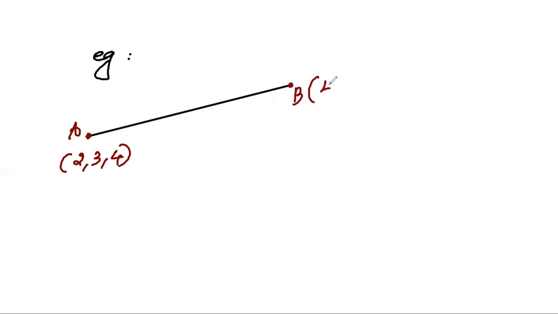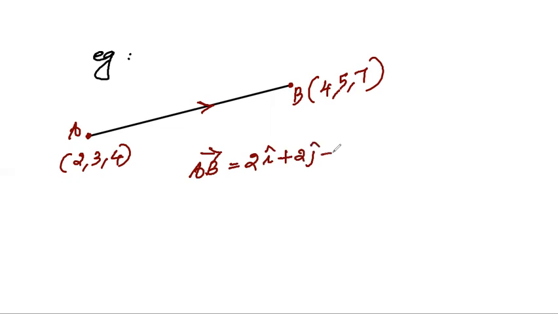It's very easy. For example, assume you have a vector. The initial point of that vector, let it be 2 comma 3 comma 4. It's A. And let the ending point be 4 comma 5 comma 7. I need to write the vector AB, which is equal to, listen, x2 minus x1, 4 minus 2, 2i; y2 minus y1, 5 minus 3, 2j; z2 minus z1, 7 minus 4, 3k. So vector AB can be written as 2i plus 2j plus 3k.